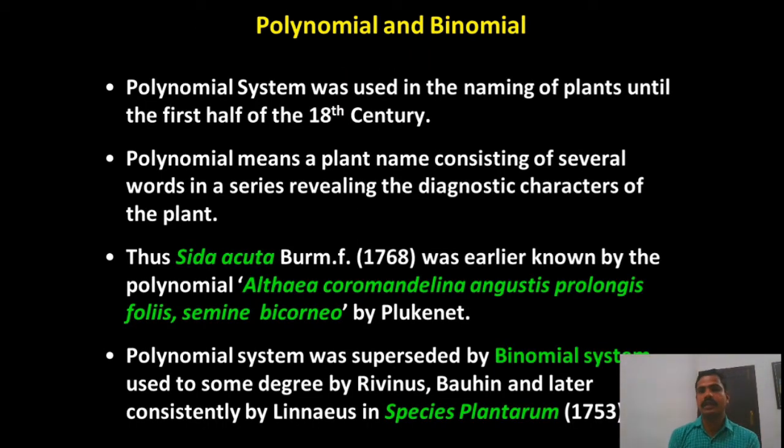Then coming to the polynomial and binomial system. Binomial is the system used now for the nomenclature of plants and animals or organisms. The present system is the binomial system, that is, giving two names, two words, naming a plant or animal by using two names. The first one indicates the genus, known as the generic epithet, and the second one the species or specific epithet. These two combined form the species name. So for naming a species, two names are used.